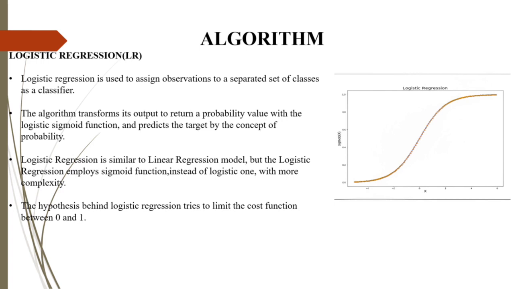Logistic regression is similar to the linear regression model, but logistic regression employs the sigmoid function instead of the linear one, with more complexity. The hypothesis behind logistic regression tries to limit the cost function between the values of 0 and 1.